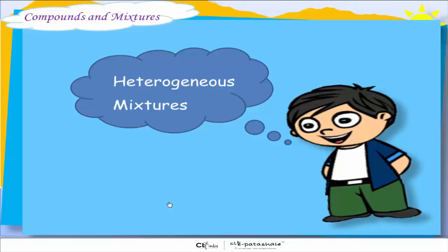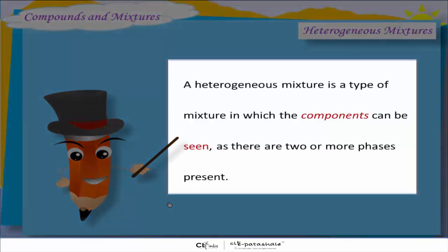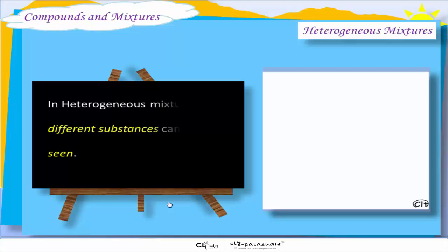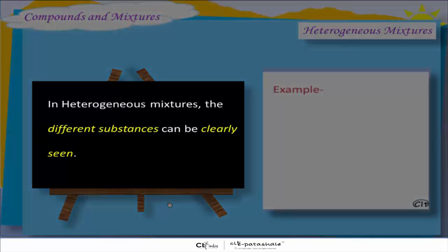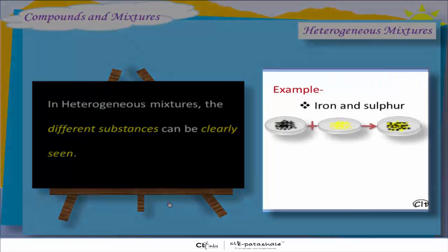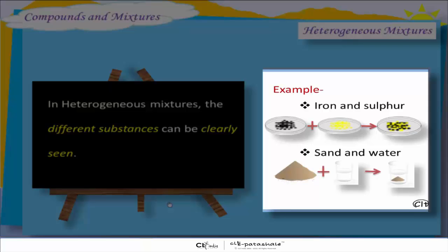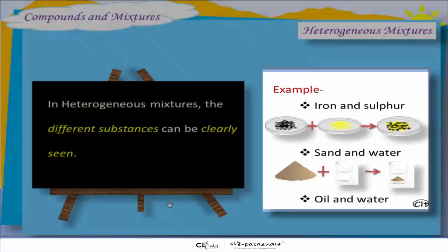Heterogeneous mixtures. A heterogeneous mixture is a type of mixture in which the components can be seen as there are two or more phases present. In heterogeneous mixtures, the different substances can be clearly seen. For example, iron and sulfur, sand and water, oil and water, which we have already seen, where the components were clearly seen.